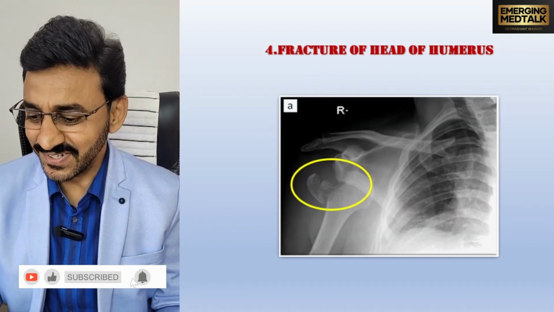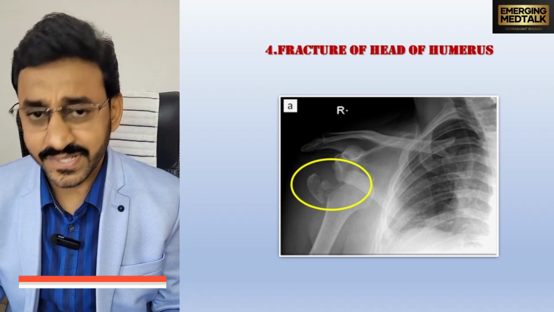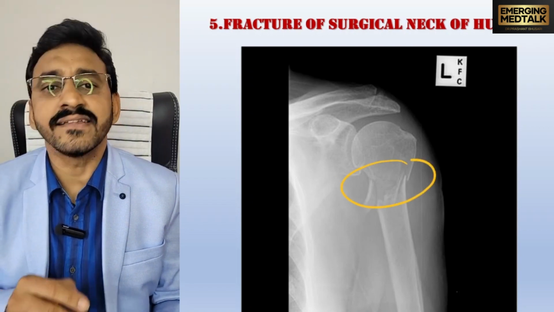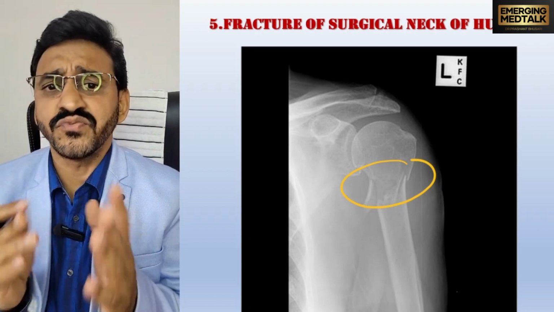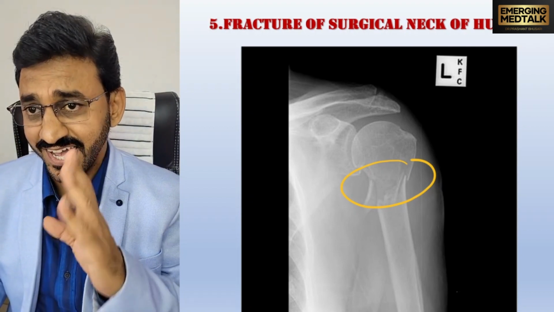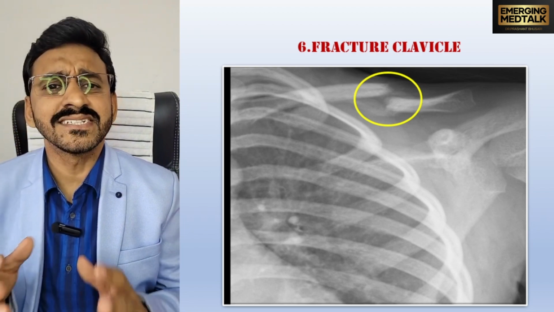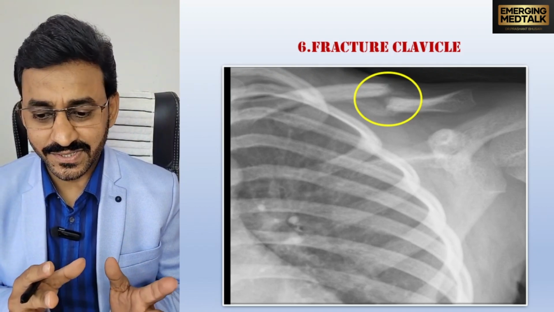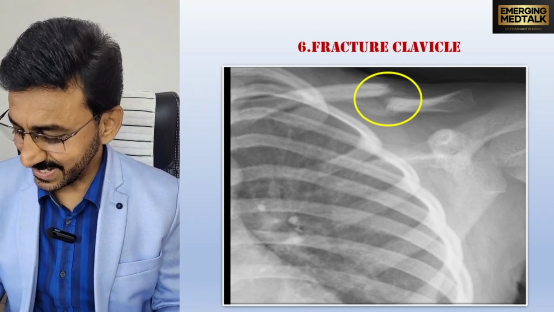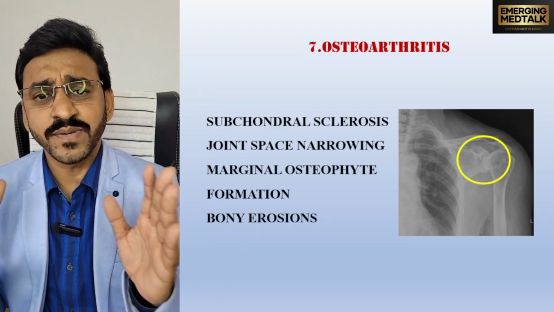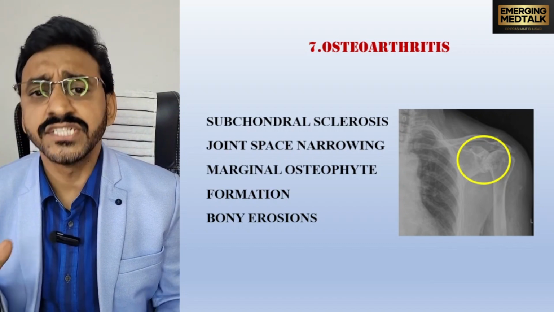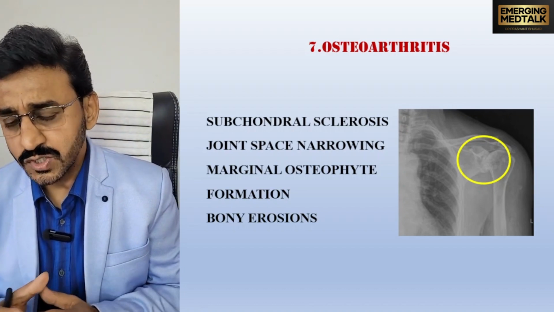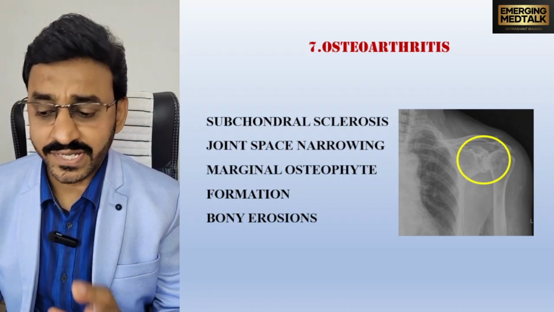Then various fractures involving the head of the humerus, with a loss of cortical continuity. Here we can see a fracture at the surgical neck, which is very common and may damage the axillary nerve. Then also fracture of the clavicle, again with a history of trauma, most commonly at the shaft, at the junction of the medial two-thirds and lateral one-third. The joint space may become narrow, particularly in old age degenerative conditions called osteoarthritis, where there is subchondral sclerosis, joint space narrowing, and bony erosions.